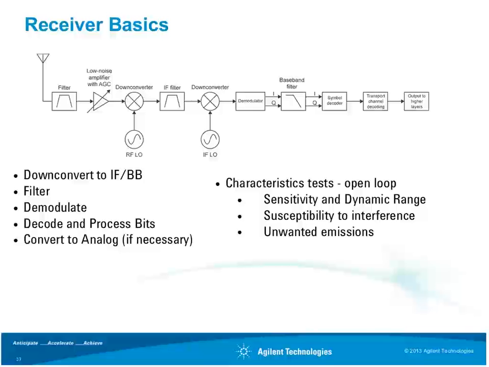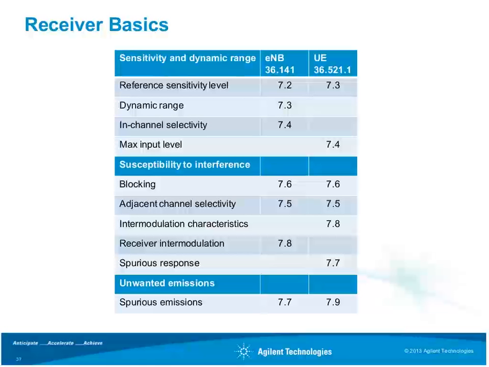In the same way, the 3GPP has put together some specified characteristics tests that I've grouped into these three sections: sensitivity and dynamic range, susceptibility to interference, and unwanted transmissions. Similarly, I've given you the reference to the technical specification documents that have the specs and a test procedure. But these characteristics are performed in what we call open loop, and that is without feedback. And the 3GPP specs, to have full or complete verification of the overall receiver performance, require closed-loop testing with feedback through a faded channel.